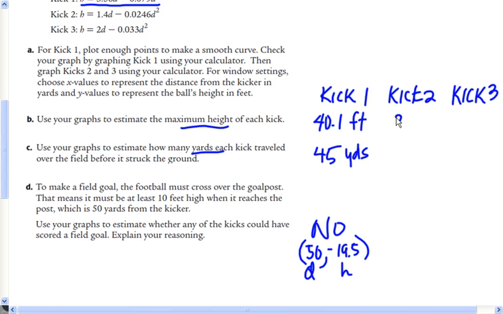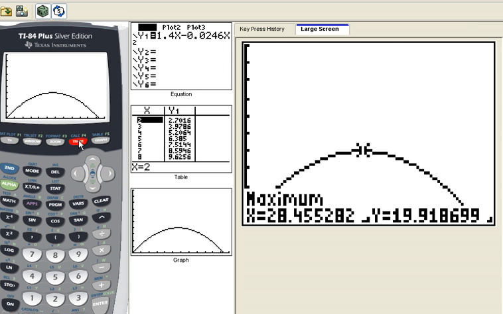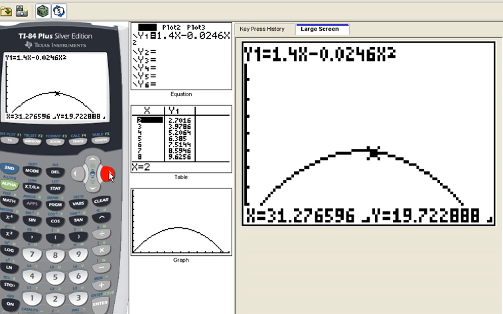28.4 feet high. All right, and then it says how many yards did the kick travel, so that's where we want to find out where it gets to the ground. So we want the output to be 0. So we're going to trace to that point of the graph where it touches the x-axis. I think I'm close enough.